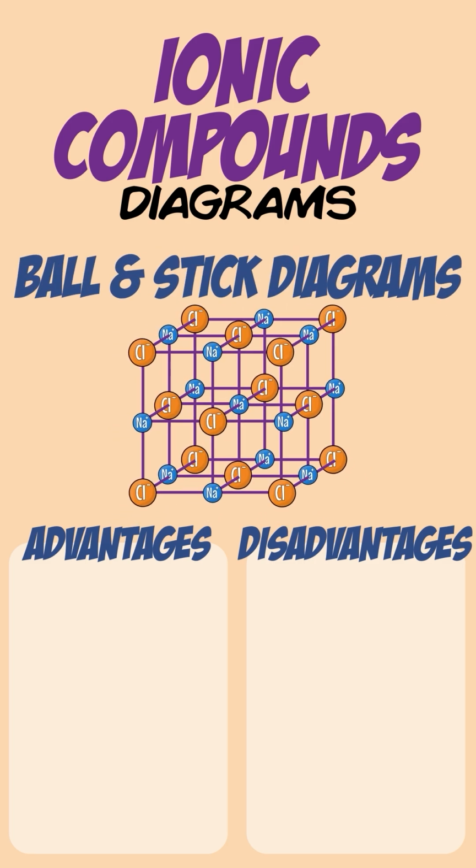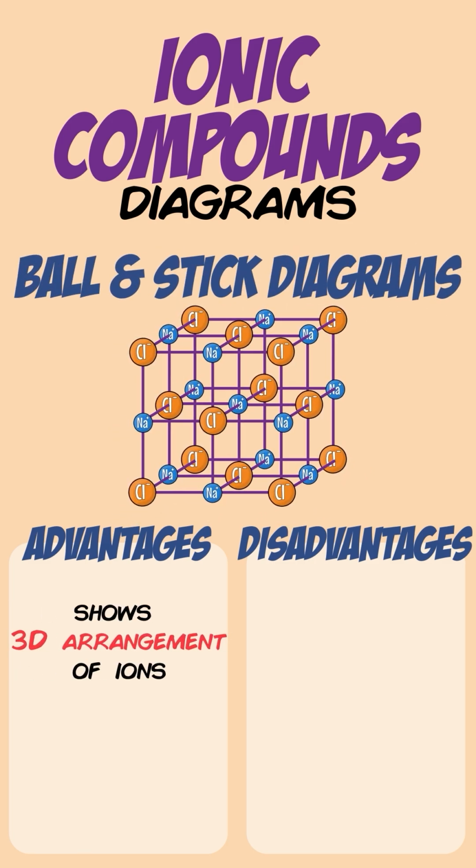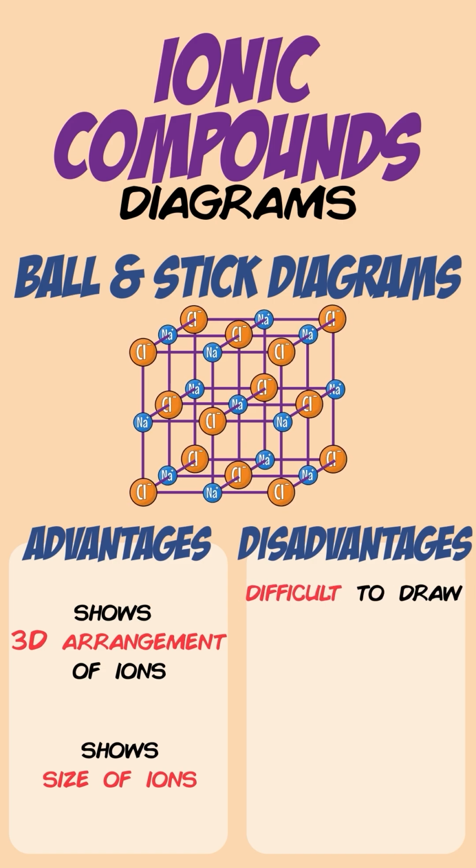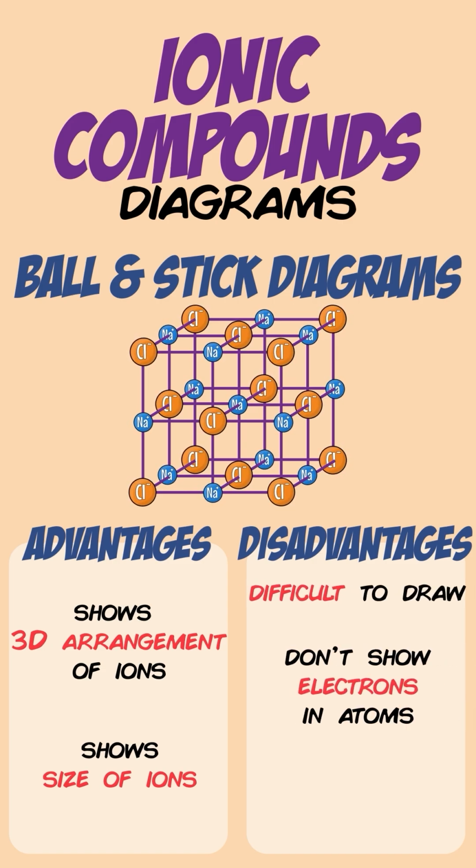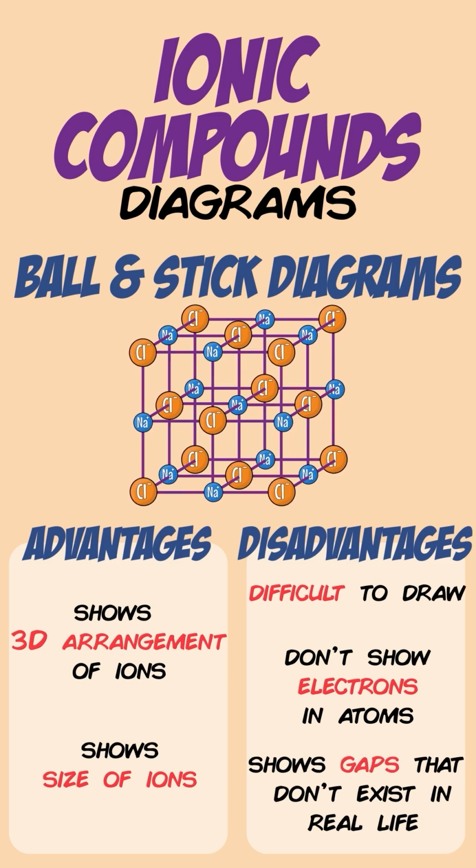Ball and stick models, however, do show the 3D arrangement of ions, and they're very good at showing how the ions are arranged. However, they're difficult to draw and don't show the electrons in the compound. They also show gaps between the ions which don't actually exist in real life.